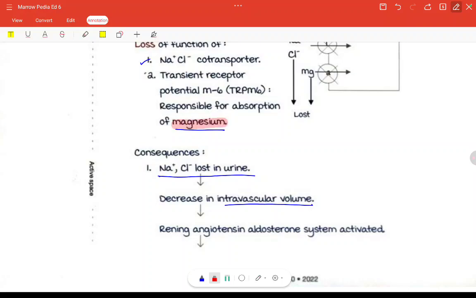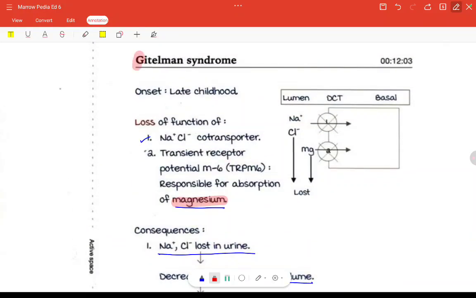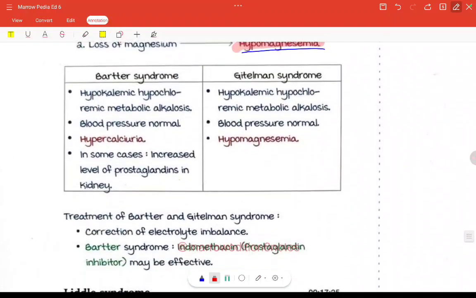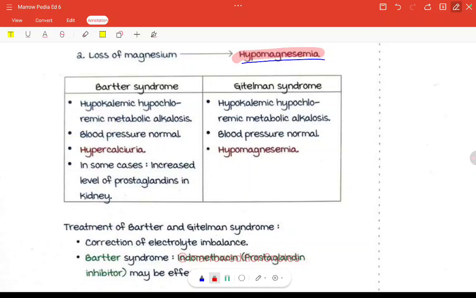This was something new in Gitelman syndrome. Gitelman syndrome, that is M for magnesium. The difference between Bartter and Gitelman syndrome is, in Bartter syndrome there is hypokalemic, hypochloremic metabolic alkalosis. Here also in Gitelman there is hypokalemic, hypochloremic metabolic alkalosis. This point is same. Blood pressure is normal in both. In Bartter syndrome there is hypercalciuria, but in Gitelman syndrome there is hypomagnesemia. Hypercalciuria is seen in Bartter syndrome, and hypomagnesemia, M for M, is seen in Gitelman syndrome.